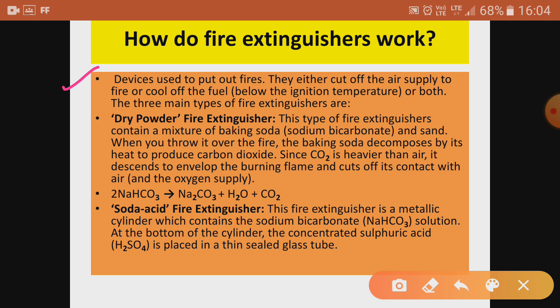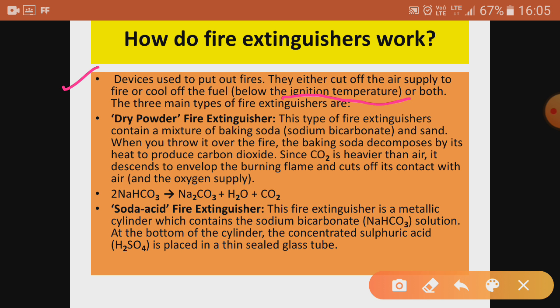Fire extinguishers are devices which are used to extinguish, put off or put out fires. They either cut off the air supply to the fire or cool off the fuel below the ignition temperature. Ignition temperature is the lowest temperature which is required for anything to burn. So that is what fire extinguishers do. They increase the ignition temperature, or they just cut off the supply of oxygen.